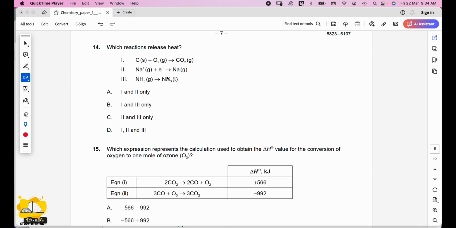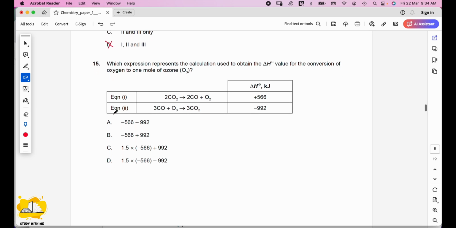All right, for question number 14, which reactions release heat? Which reactions are exothermic? The reaction number 1 is a combination reaction. This is definitely exothermic. And the second one is adding an electron, definitely exothermic as well. And gas to liquid is condensation, so it releases heat, and this one is also exothermic. That's why the answer is D.